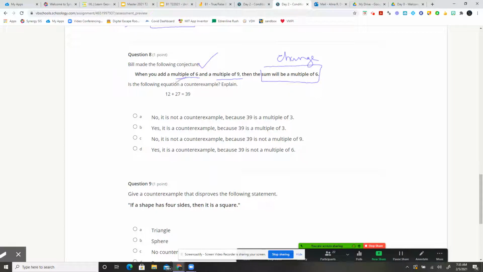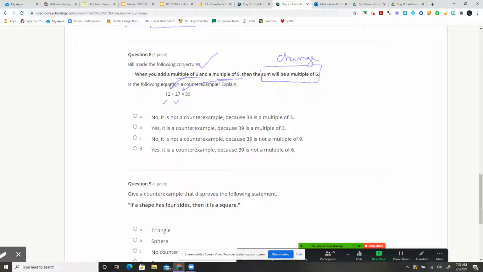So we've got to compare. Is 12 a multiple of 6? Yeah, 6 times 2 is 12. Is 27 a multiple of 9? Yeah, 9 times 3 is 27. So all of that works out.